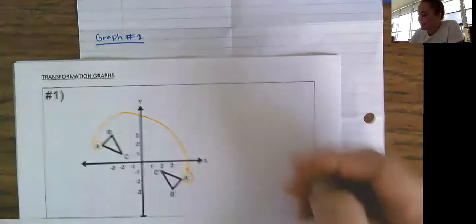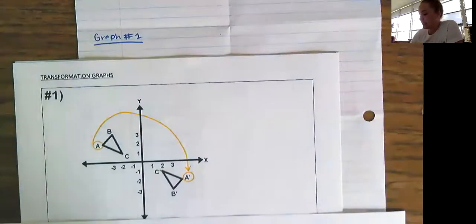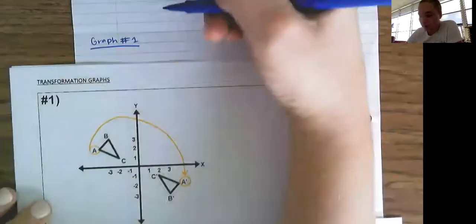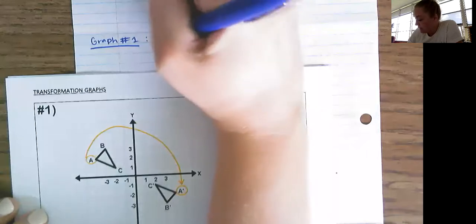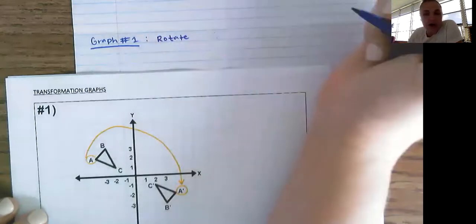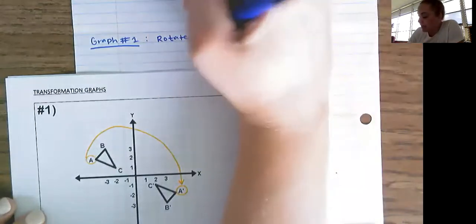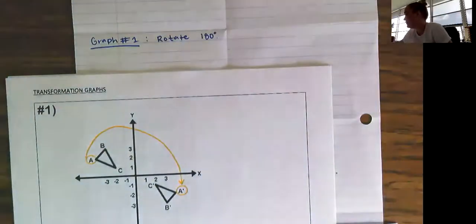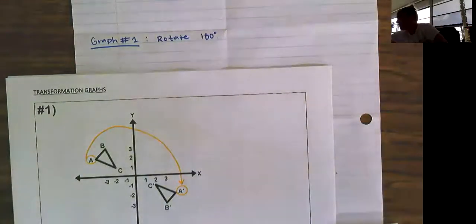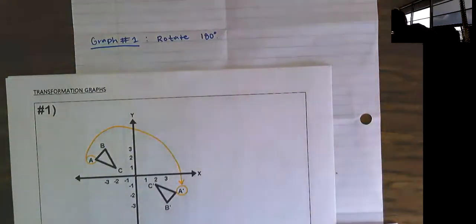So what I'm going to say here for what happened in this picture for graph number 1, I'm going to say rotate, because I've got to be specific. And then how did it rotate? It rotated 180 degrees. Now, did it go clockwise or did it go counterclockwise? It's a great question. Think about that clock and think about what a 180-degree rotation would look like.